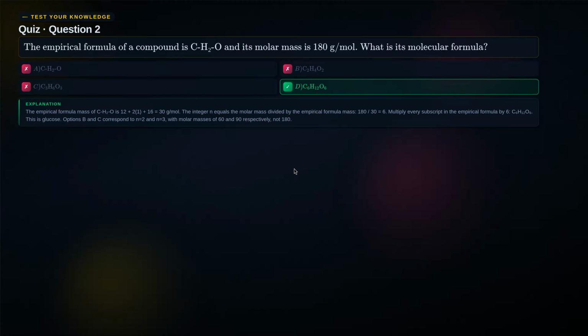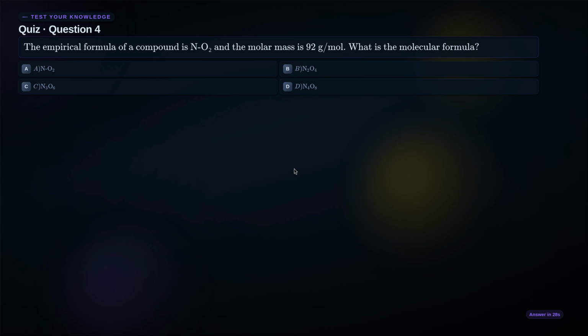Question 4. The empirical formula of a compound is NO2, and the molar mass is 92 grams per mole. What is the molecular formula? Option A, NO2. Option B, N2O4. Option C, N3O6. Option D, N4O8. Find the empirical formula mass first, then divide 92 by that number. The result is your multiple N, and that reveals the molecular formula.